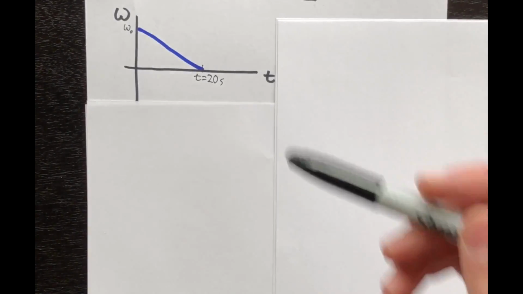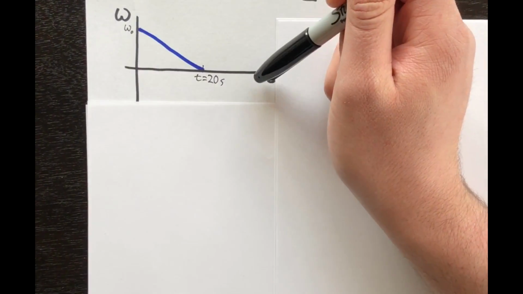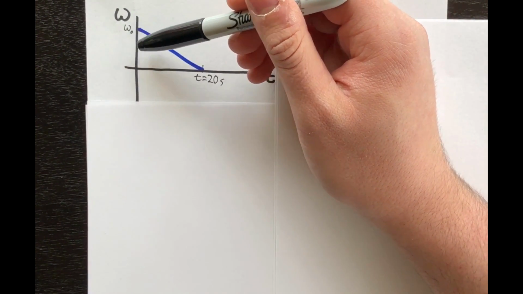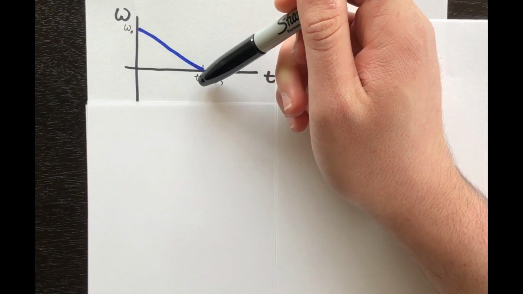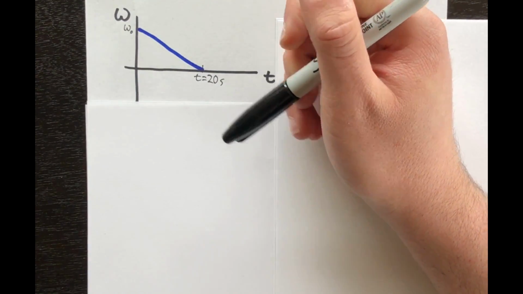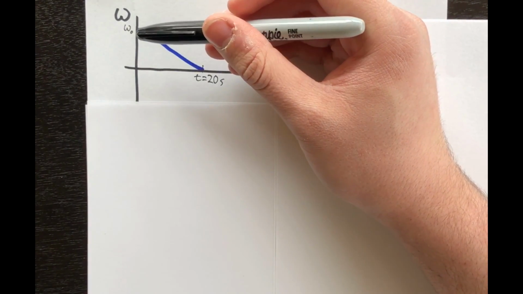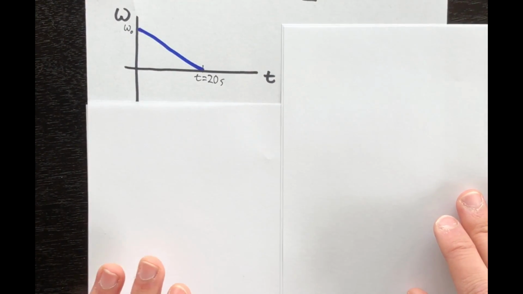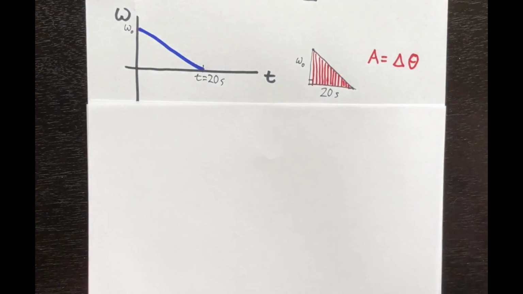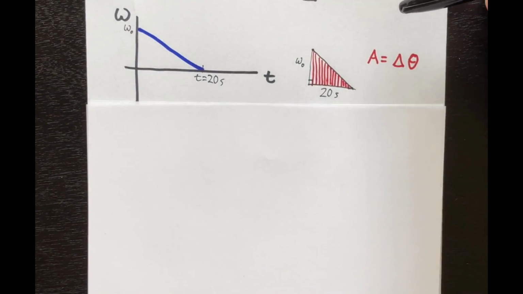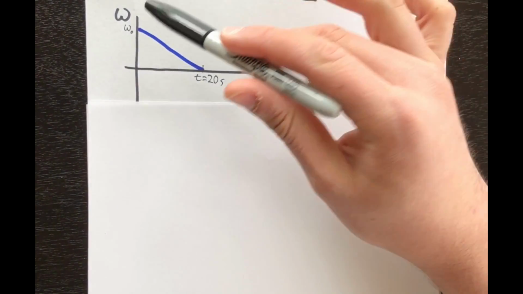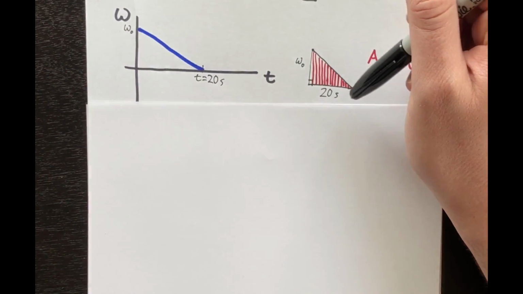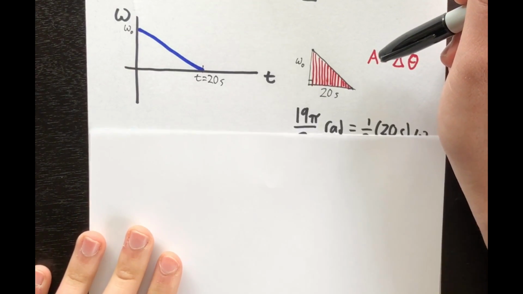The first thing that we're going to do here is draw a graph of angular velocity versus time. We know that the wheel starts at an initial angular velocity, which decreases at a constant rate until it stops at t equals 20 seconds. Now this is very much the same as solving for linear velocity and linear displacement, except now it's just angular. So the area under this graph is going to give us delta theta, the angular displacement, which we solved for at the beginning. So now we can see this graph as a triangle, this side being the initial angular velocity, this side being 20 seconds, and the area being delta theta.